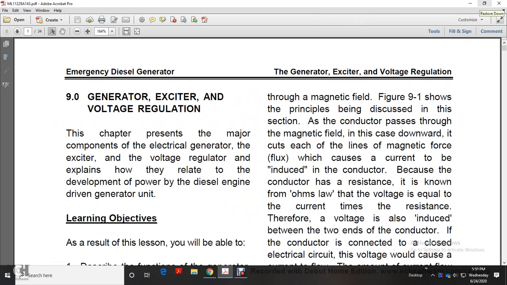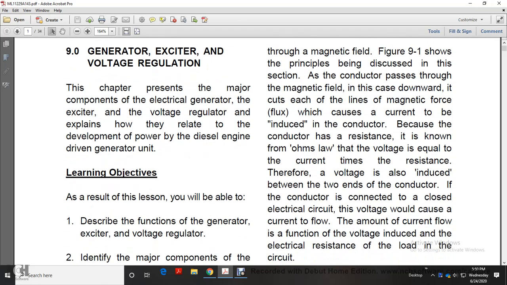Alright, this comes off the NRC page. Emergency diesel generator, 9.0 Generator Exciter Voltage Regulation. This chapter presents the major components of the electric generator exciter and the voltage regulator, and explains how they relate to the operation of a diesel engine driven generator unit.